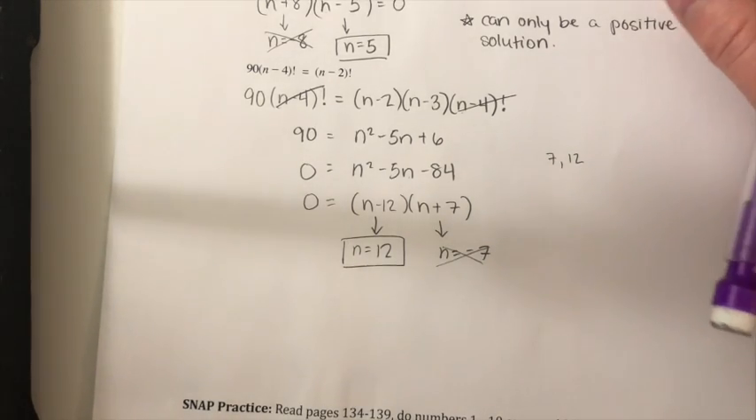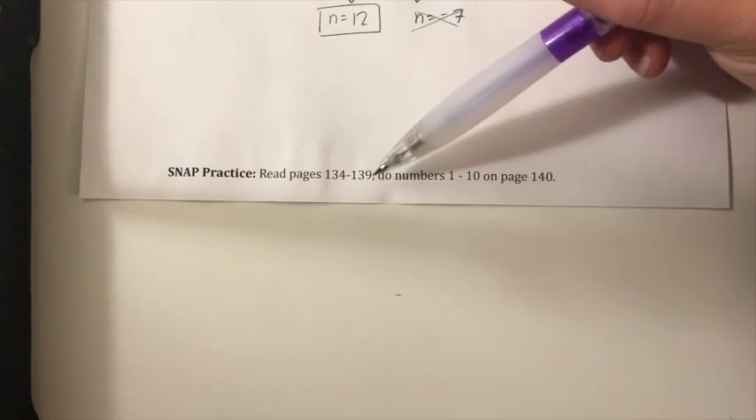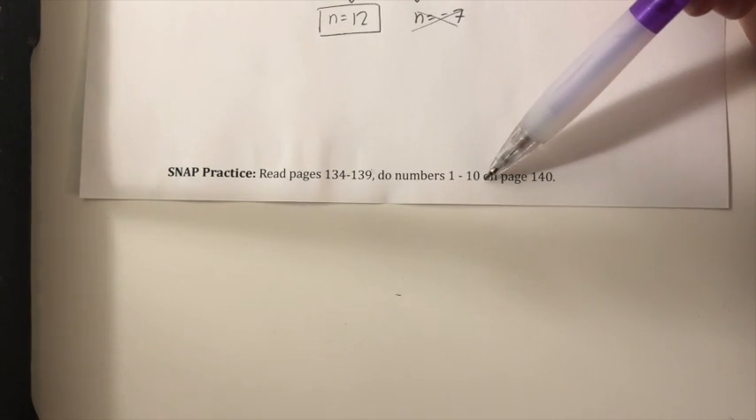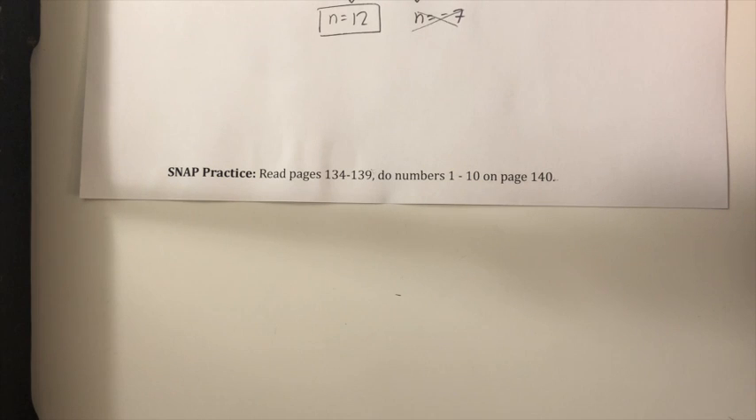Okay, so for practice, read through the pages on this and then do numbers 2 through 10 on page 140. These ones are pretty small, they're pretty quick. It only takes one page. If you have any questions, let me know.